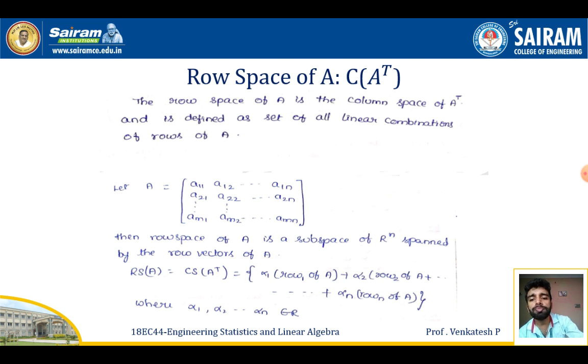That is, the row space of A, or column space of A transpose, is given by the linear combination of each row of the given matrix A, which we can represent like this: alpha 1 times row 1 of the A matrix, plus alpha 2 times row 2 of the A matrix, and so on, up to alpha n times row n of the A matrix, where alpha 1, alpha 2, up to alpha n belong to the field R.